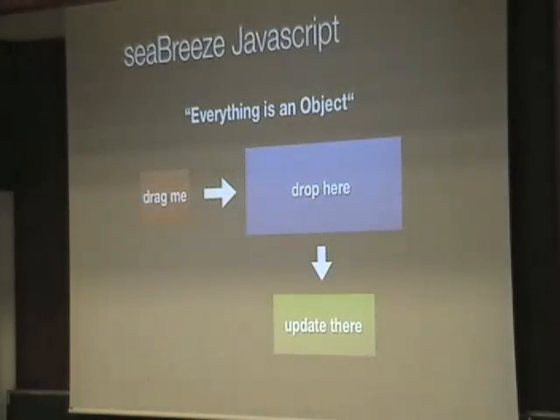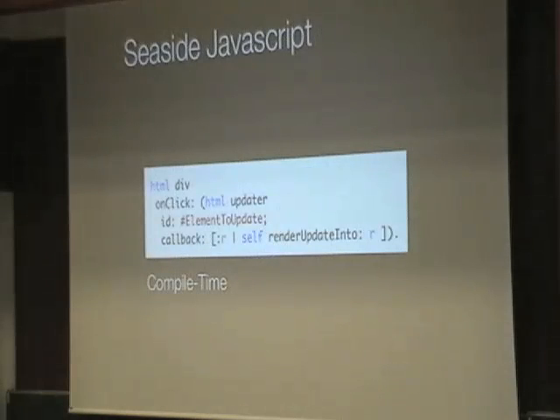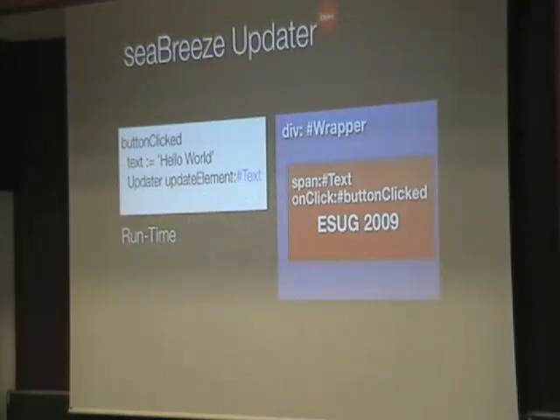SeaBreeze also supports JavaScript, and because everything is an object, JavaScript is also an object here. In Seaside, you had to use updaters if you want to update a certain element. You have to know which element to update at the time when you compile this method. So in this case, you have the element to update, and you have to know now which element you want to update. In SeaBreeze, the updater is actually an object, and you tell it, please update the element text.